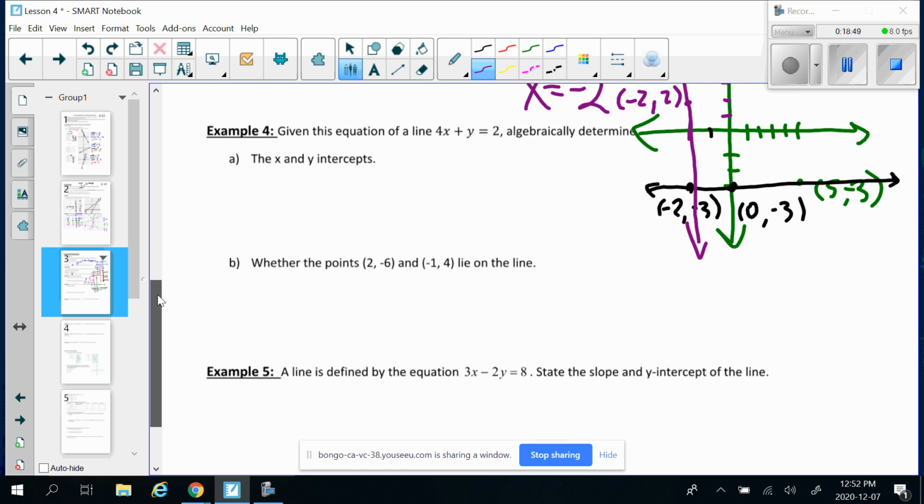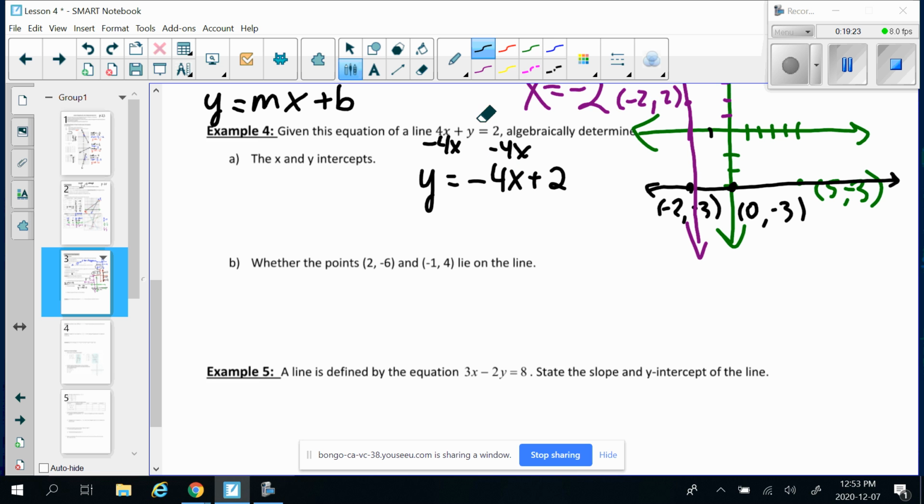Example number 4. Given this equation, algebraically determine the x and y intercepts. So I want to point out something really important about this equation, which is I told you that equations are supposed to look like this, y equals mx plus b. This one does not look like that unless you rearrange it. Like if you want to minus the 4x from both sides, then it will look like the format that you're supposed to know. If it's not in the correct format, you cannot tell anything about the equation.